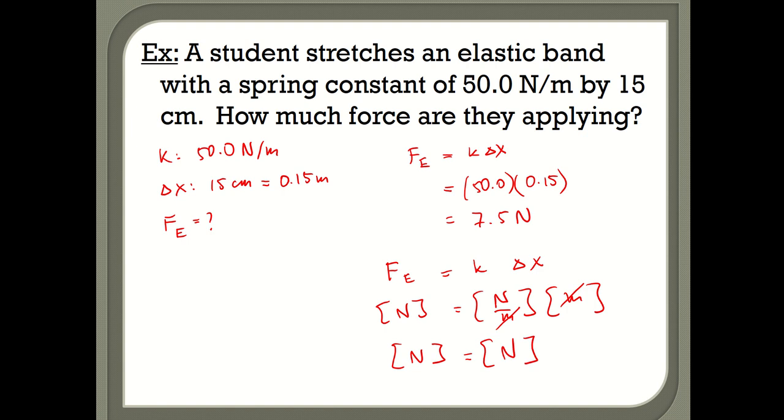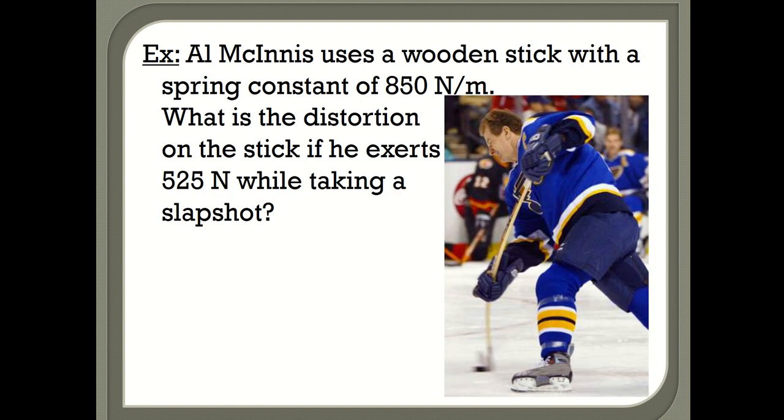All right, so let's take a look at the second example. In this case, Al McInnes uses a wooden stick with a spring constant of 850 newtons per meter. So as you can see here, this is not a spring or an elastic, right? But again, because you can bend the stick, we can still use the same principle, the same equation. In this case, we're looking for the distance that it was actually bent or deflected, and we can use the same Hooke's law to find this. So in this case, what we know here is that the spring constant of the stick, K, is 850.